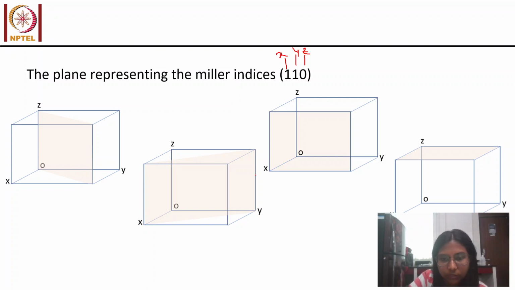Now let us go for y. Along y also this will be 1. If this is the y direction, this is cutting the y at 1. However, this is not cutting the y, this is parallel. Then along z, it is 0, which means it will cut the z at infinity. So this one is the correct option. Okay.